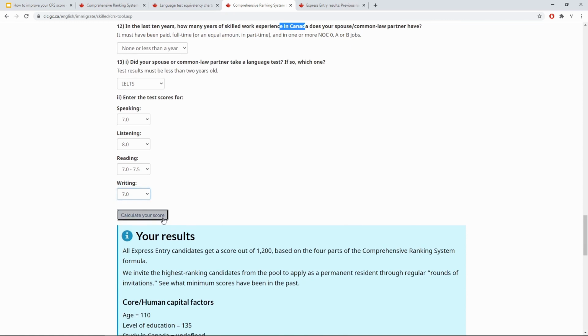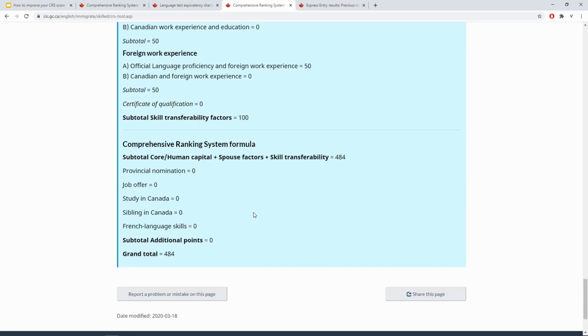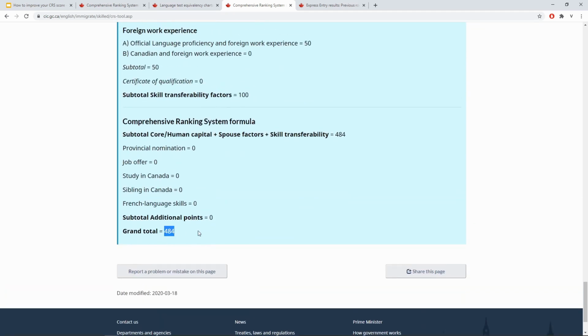And if I click calculate your score here, 484 points. So even our ideal candidate who's coming with the spouse has beaten the cutoff score easily, and they will both get invited to apply in the invitation round. Remember, the cutoff score for the last invitation round was 475 or 476, around that number. So this is what you need in order to get the invitation to apply for Canadian PR.